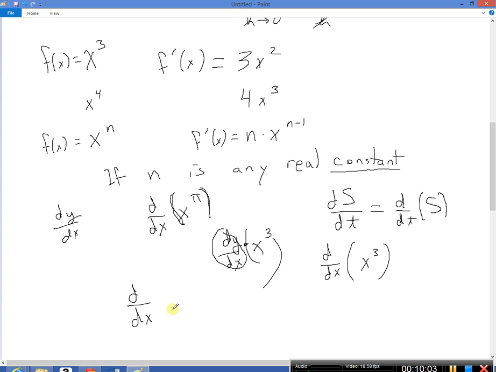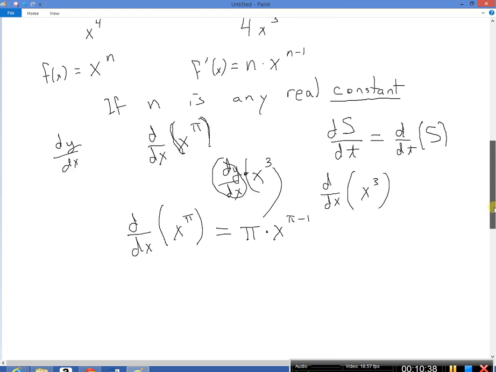Okay, so what I want to say is that if I take the derivative of x to any real constant, and it doesn't matter what that is, then the derivative with respect to x of x to the whatever constant it is will be, well, here's the formula. The derivative with respect to x of, in particular, for example, x to the pi power, will be pi times x to the pi minus 1. So yes, you take down the exponent, subtract 1 from it, and that is the derivative. Okay? That's when the exponent is a constant.